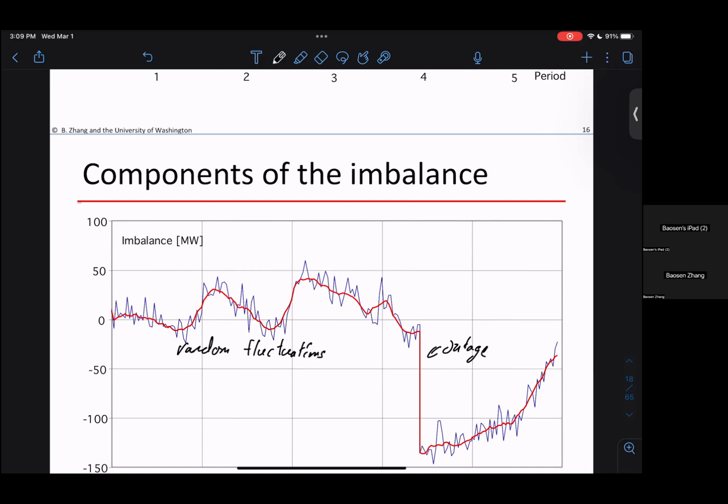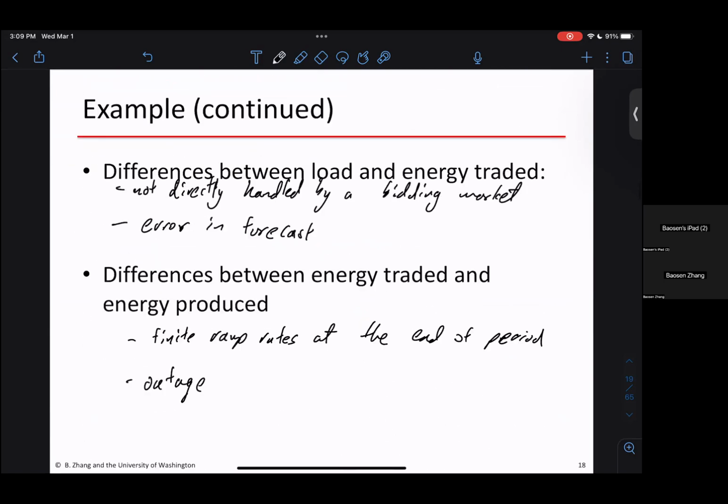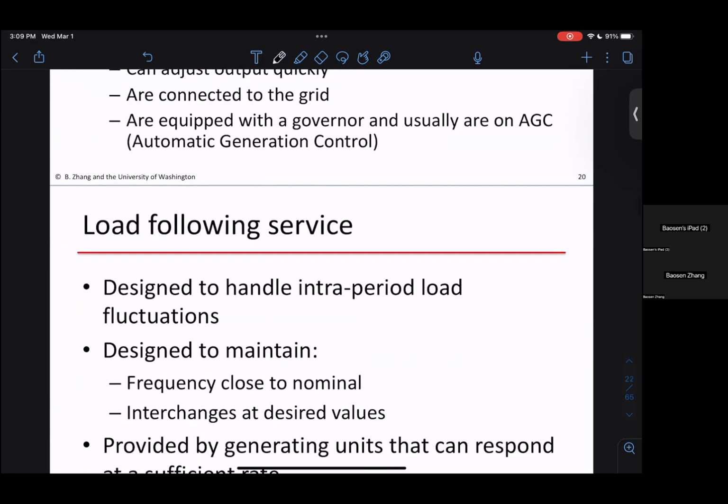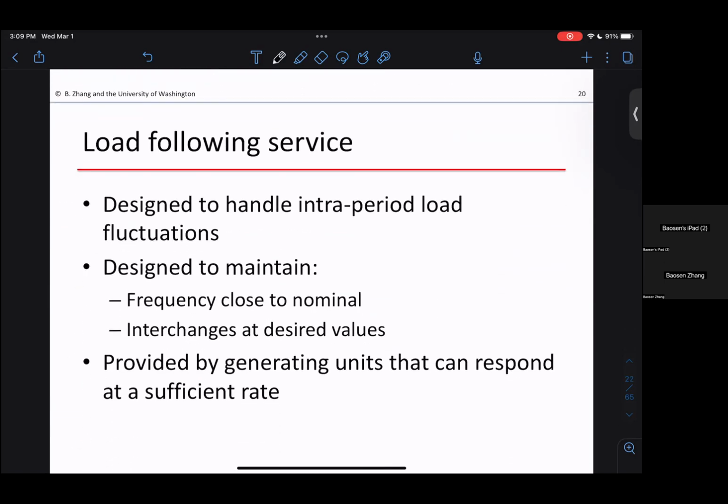This red curve, which is the longer term average of these things, is done by something called a load following service. Okay, so with load following service, you're not responding extremely quickly, but you're responding at a fairly quick rate. You don't have to respond within a second, but you have to respond, let's say, within a few minutes. And when you do it, you're trying to average out these slightly longer changing things.